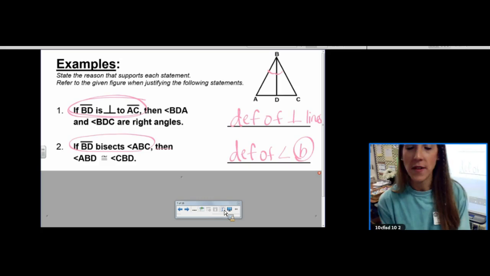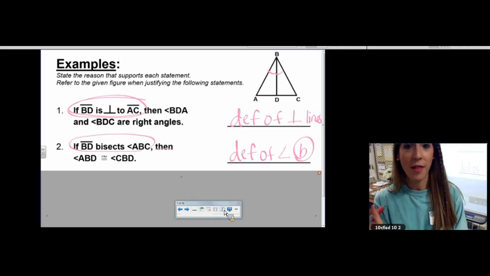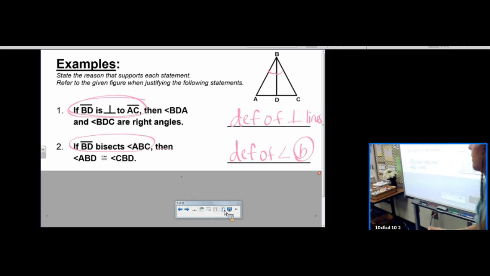Are you allowed to abbreviate like I am? Yes, you are. You can use DEF for definition. You can use the angle symbol for angle. And then the B with a circle around it, believe it or not, really does mean bisector. In the math world, it means that to everybody. I didn't just make it up.